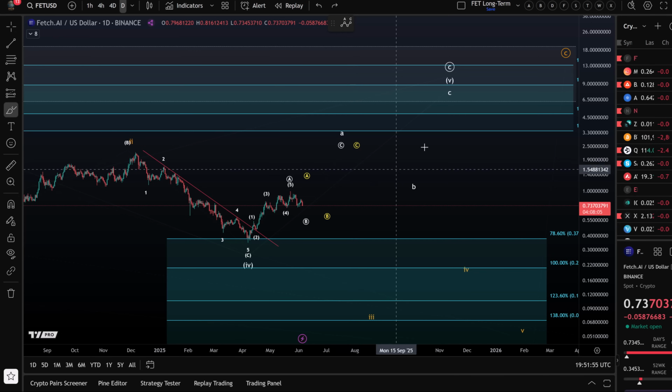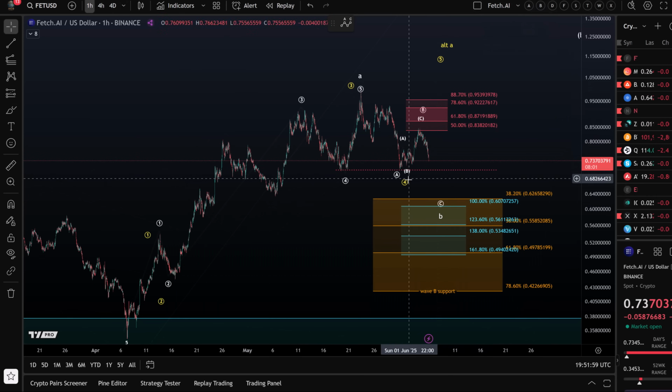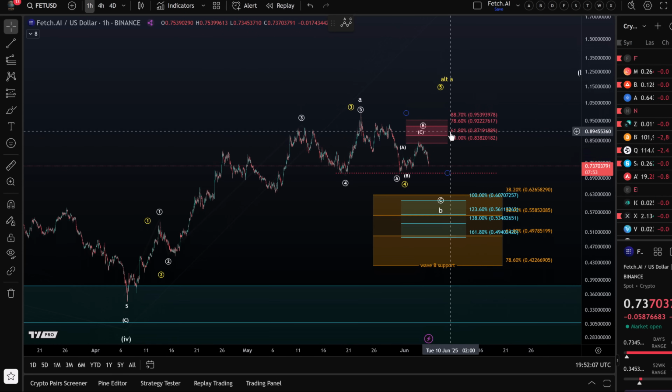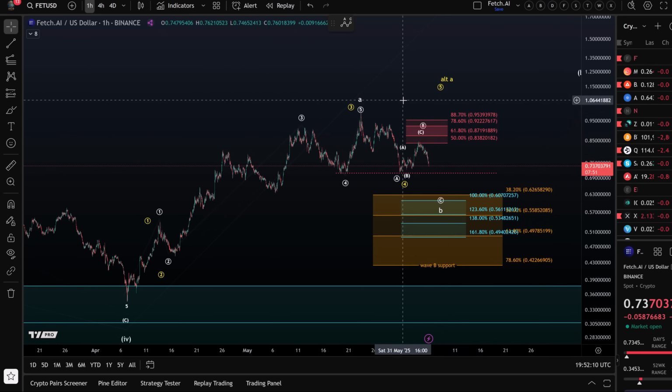Now, let us take a look at the shorter time frame chart for FET. And here you can see now that we really get some downside momentum. I mean, this is now the shorter time frame chart. When you watch the video, I'm pretty sure it would have already moved on quite a bit. But that's just what it is.